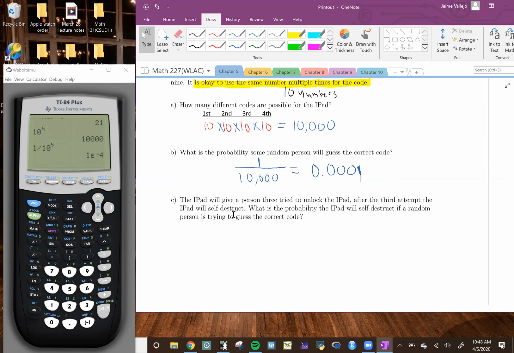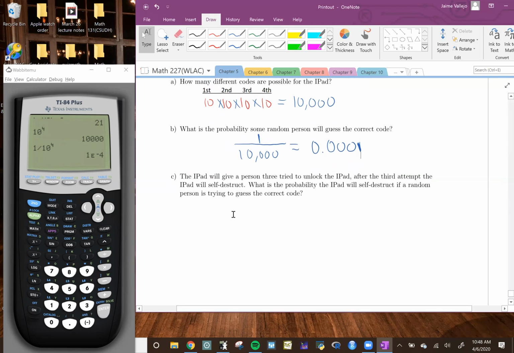Incorrect. So that means if they have 3 attempts, we want the first attempt to be wrong. We want the second attempt to be wrong. And we want the third attempt to be wrong also. So if you look at this one, you're doing multiple selections because you have 3 selections. Since you're doing 3 selections, that's why you want to use the multiplication rule.